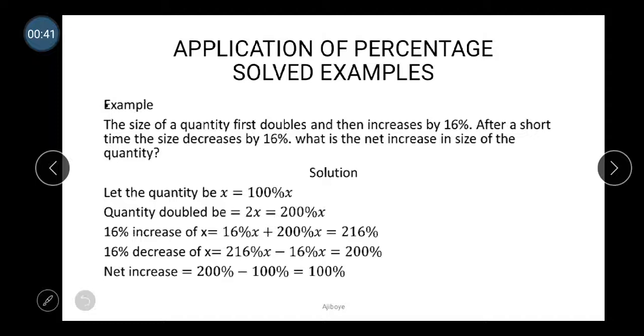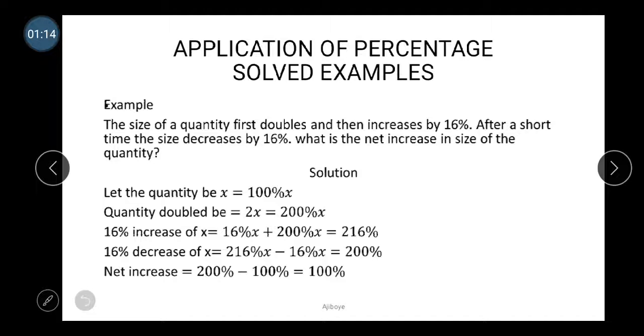Example: the size of a quantity first doubles and then increases by 16%. After a short time, the size decreases again by 16%. What is the net increase in size of the quantity? So we say, let the quantity be x. If the quantity is x, then x in itself is 100%, so x is equal to 100% of x.